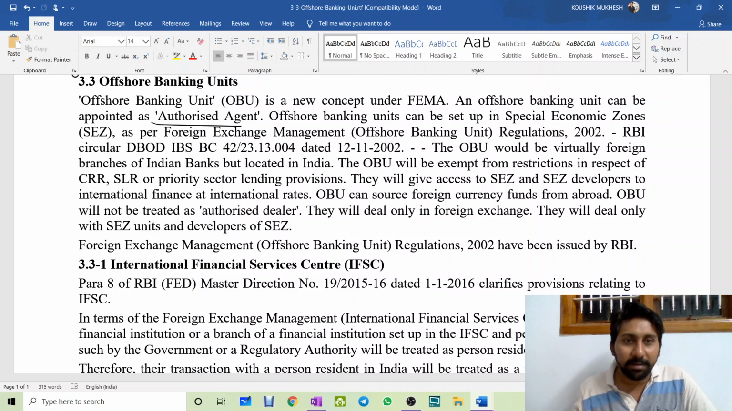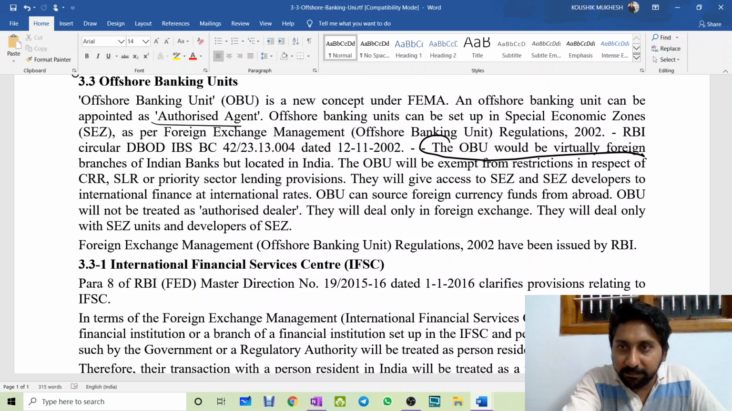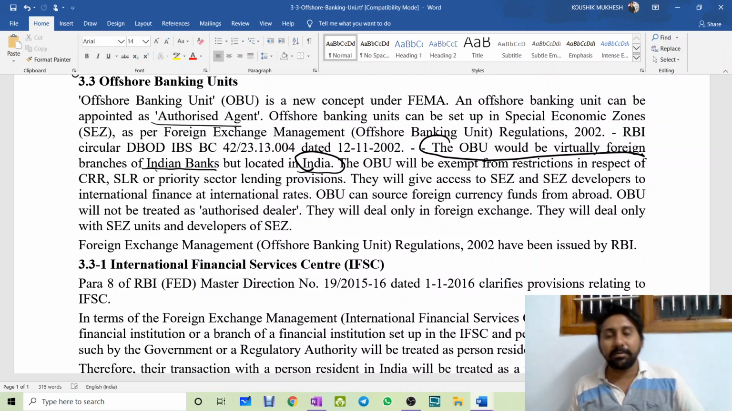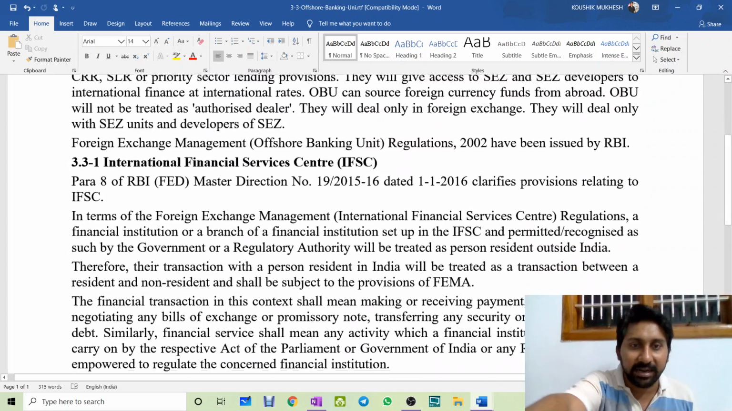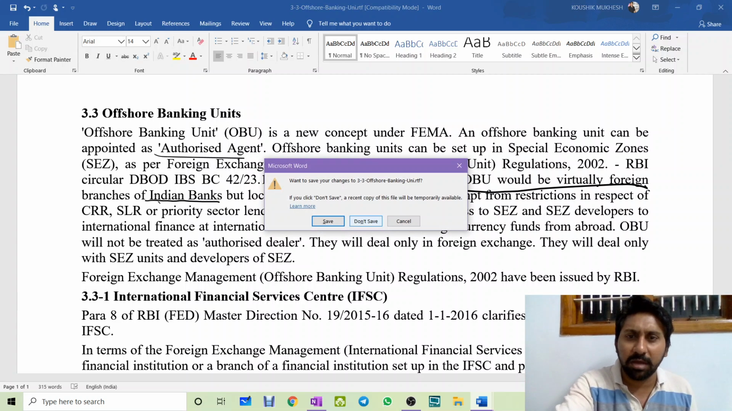Which branch? Indian branch or foreign branch? Foreign branch. So this is the important point to note. The OBU would be virtually a foreign branch of Indian banks, but located in India. Sometimes that location will also be outside India, but there are some restrictions to that. Please read this document as well. Okay, not applicable for exams, just to have some clarity.